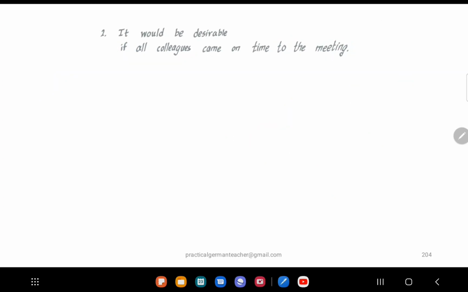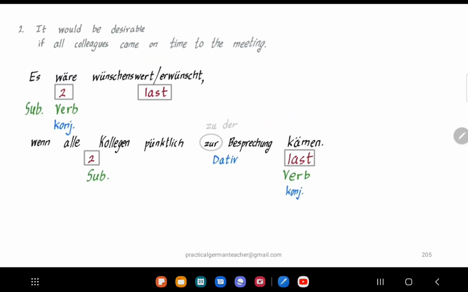Okay. Now let us try to see the complete answer. So you start with es wäre wünschenswert or erwünscht. Again, you can use other synonyms for desirable as well in German. So you start with the subject, normal sentence, then the second position is taken by the verb, which has been conjugated with respect to the subject. Then you have wünschenswert or erwünscht at the last position. Then you start with wenn, and just immediately after wenn, you will have the subject, and the verb which was supposed to be here will go over here.